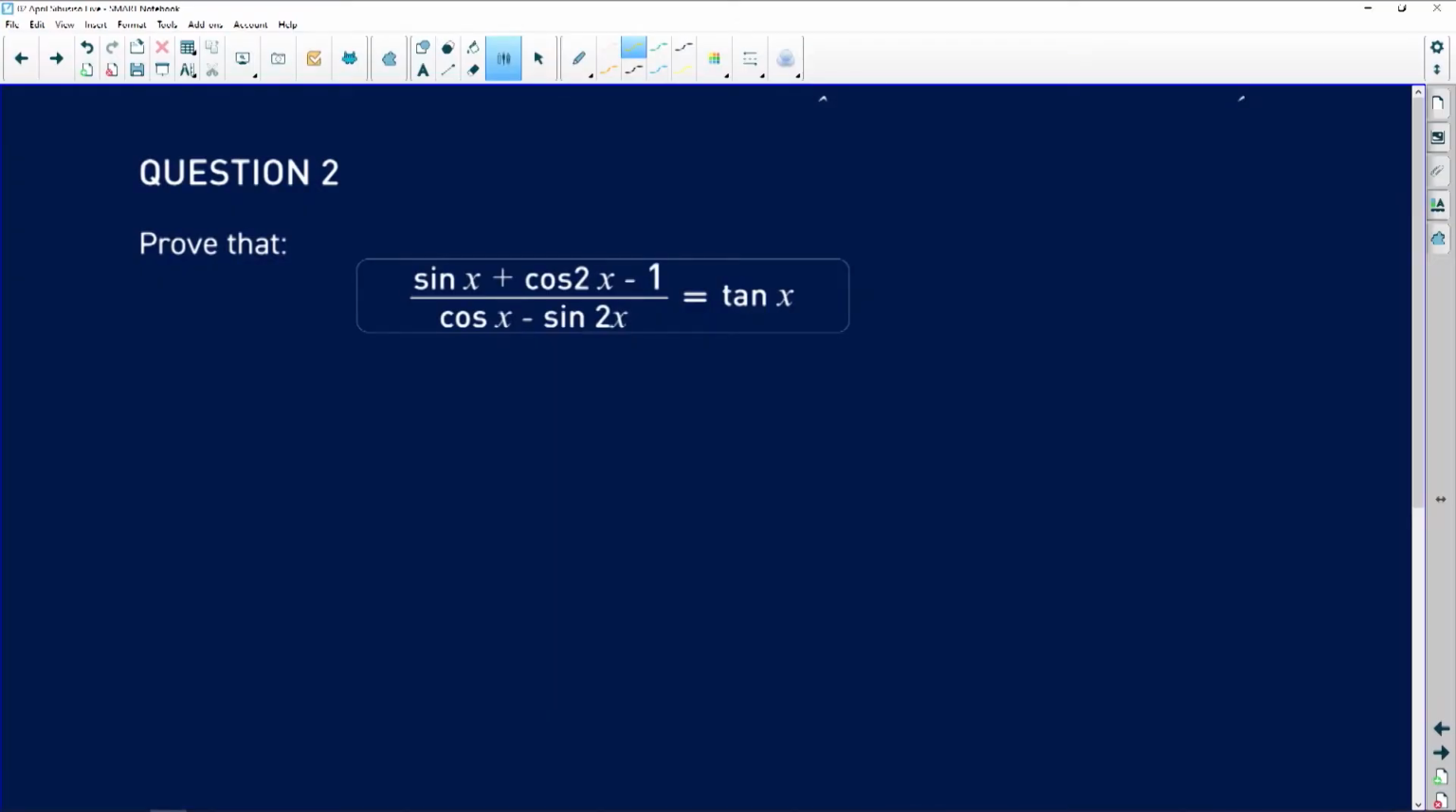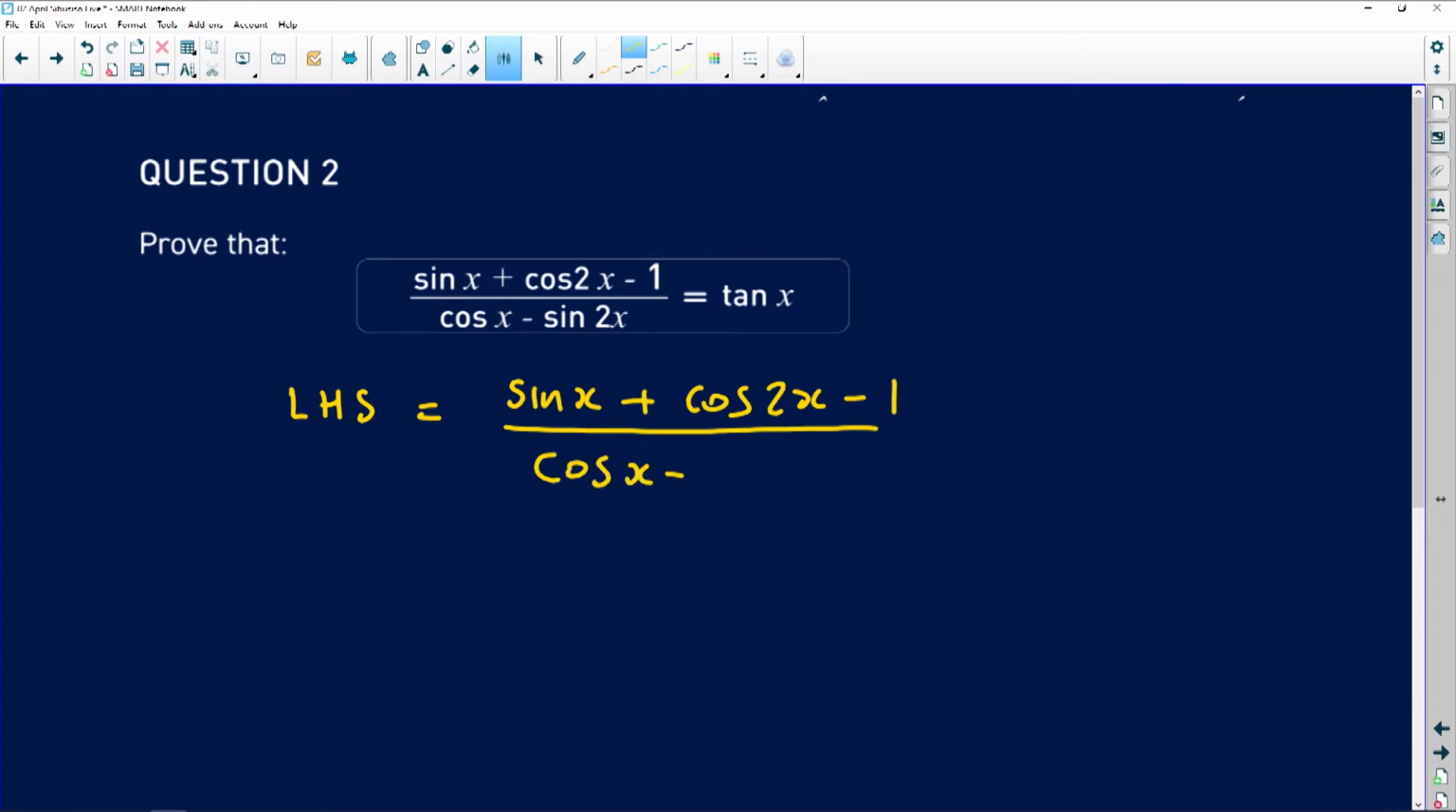Now on this one, I can see that I've got a lot of stuff happening on the left hand side. So I'm going to take the left hand side and try to simplify that until it looks like tan x. So I'm going to write: left hand side equals the sine of x plus the cosine of 2x minus 1, divided by the cosine of x minus the sine of 2x, right?